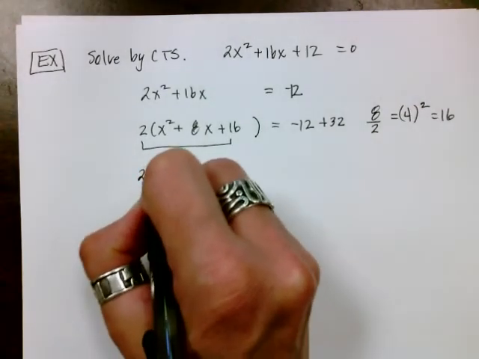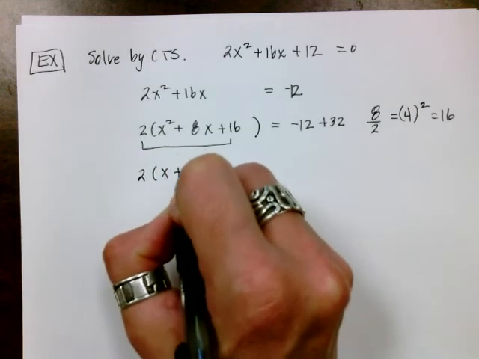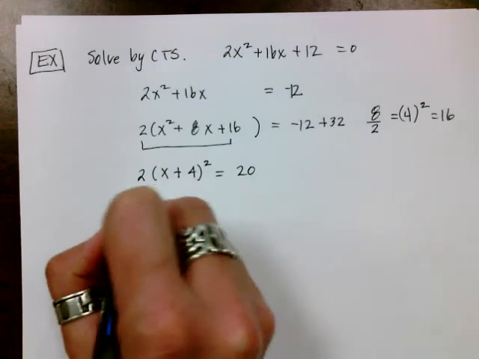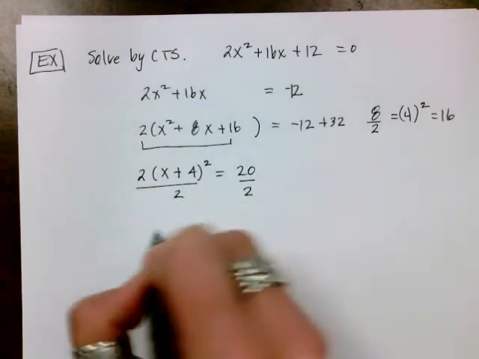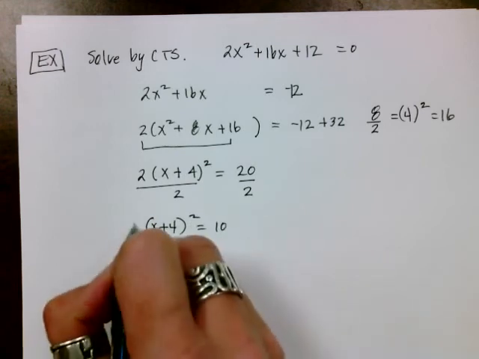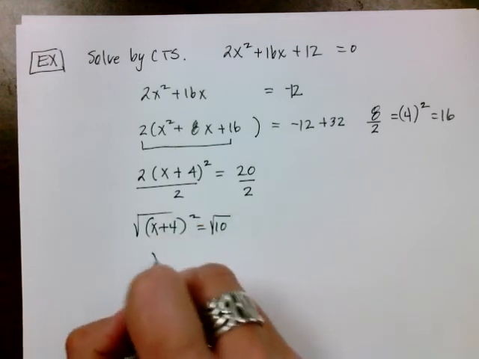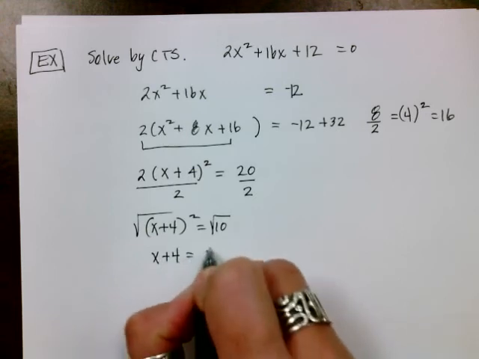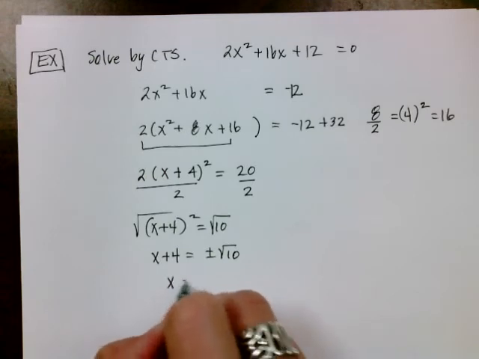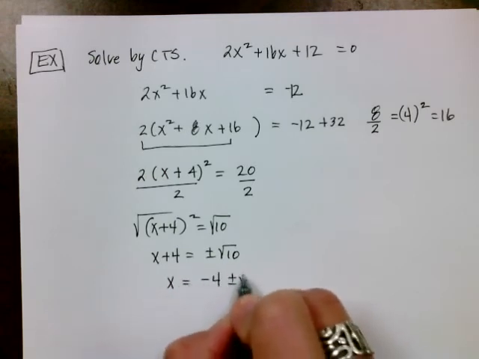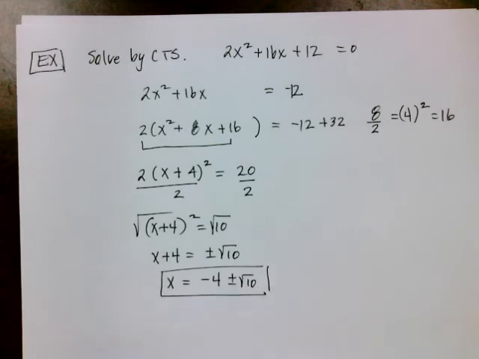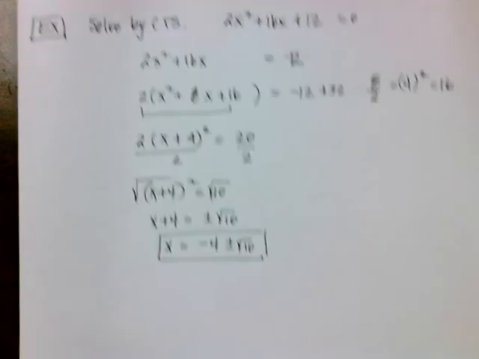I'm going to leave the 2, and I'm going to write it as x plus 4 quantity squared is equal to 20. Now I'm going to divide by 2. I get x plus 4, quantity squared is 10. Take the square root of both sides, and I get x plus 4 is equal to plus or minus the square root of 10. And then my last step, x is equal to negative 4 plus or minus radical 10, and I'm done. Okay? It's really a very quick and efficient method.